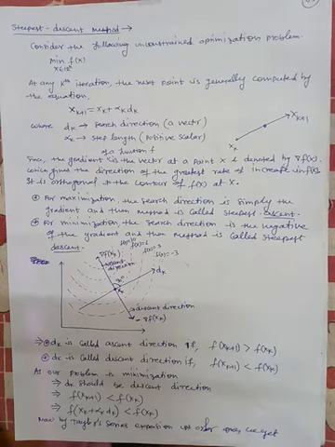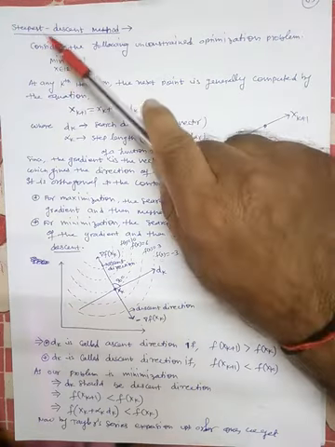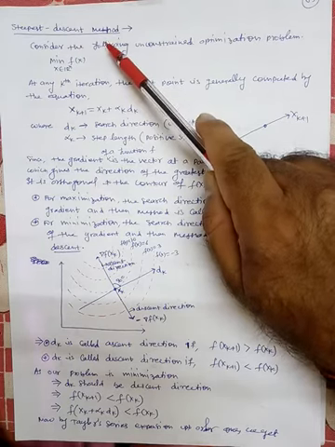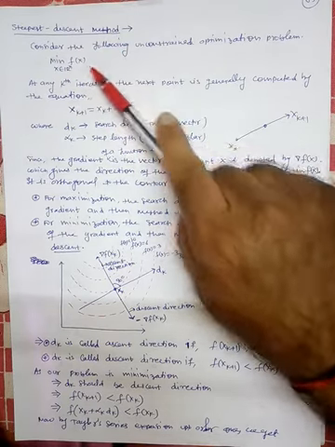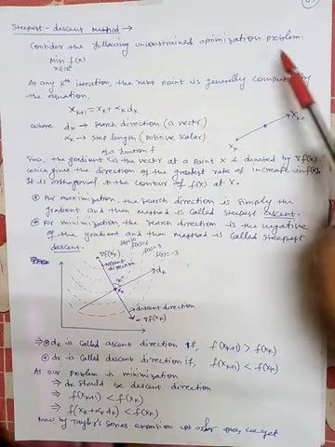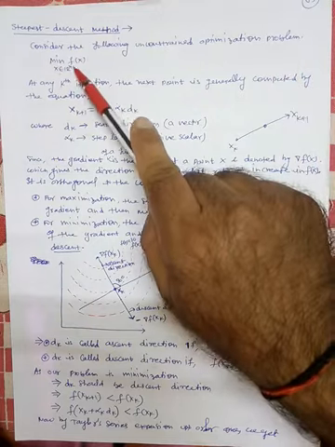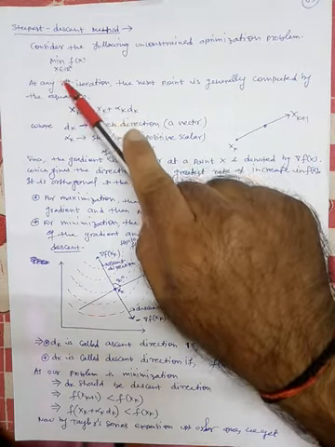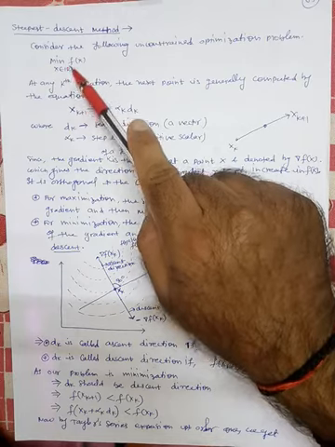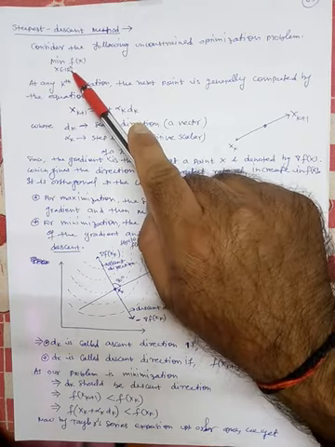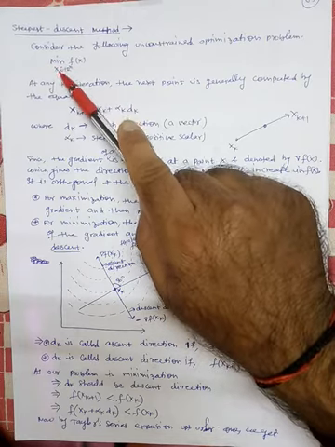Students, in this video, I am going to discuss steepest descent method. So consider the following unconstrained optimization problem, minimum of f of x, where x is a point in Euclidean space Rn. Okay, so n-dimensional problem.